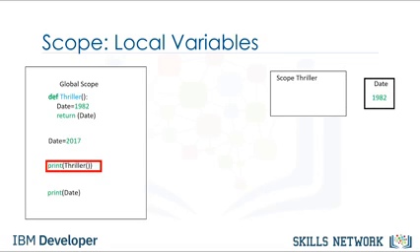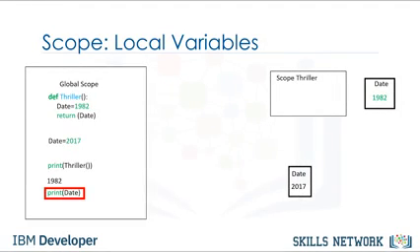If we call the function, it returns the value of date in the local scope, in this case 1982. When we print in the global scope, we use the global variable value. The global value of the variable is 2017. Therefore, the value is set to 2017.